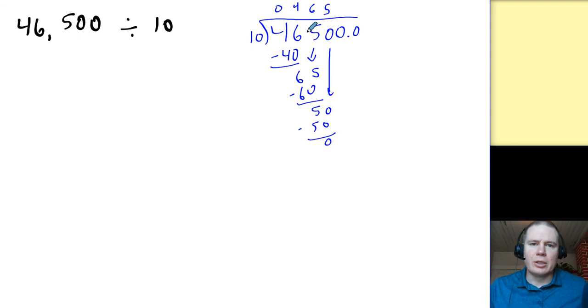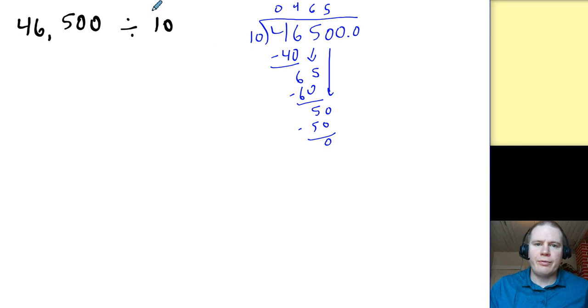We're, in some ways, ignoring the rest of this, saying 10 times 4 is 40, 46 minus 40 is 6. So 10 goes into 46 4 times. That's why that 4 is lining over the 6. 4 ones times 10 is 40, and that's pretty close to 46 with the remainder of 6.